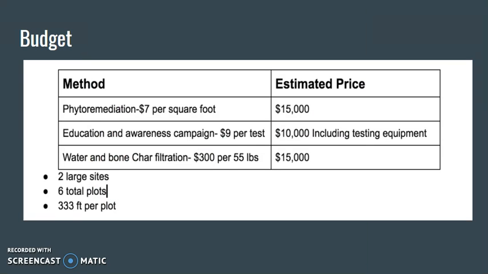With our budget in mind, we wanted to be realistic and make an impact where we could, in the biggest possible way. Looking at our budget, costs for phytoremediation gardens would be about $7 per square foot, so with 2 large sites containing 1 plot of each of the 6 plant types at 333 feet per plot, our total would be around $15,000. Our education and awareness campaign is taking into account having a board of people to manage it, as well as the facilities where we run it from.